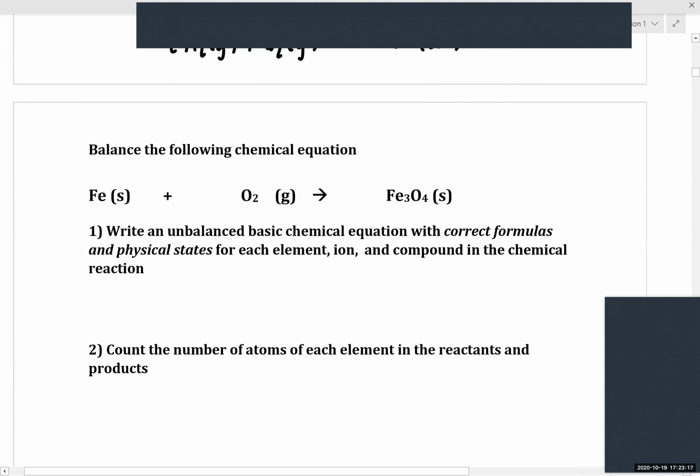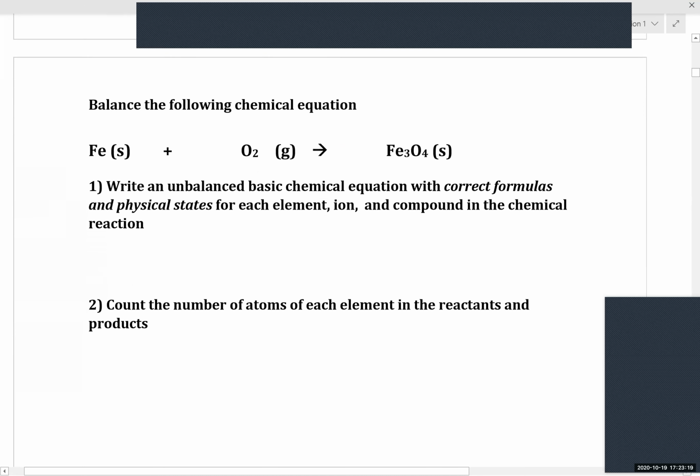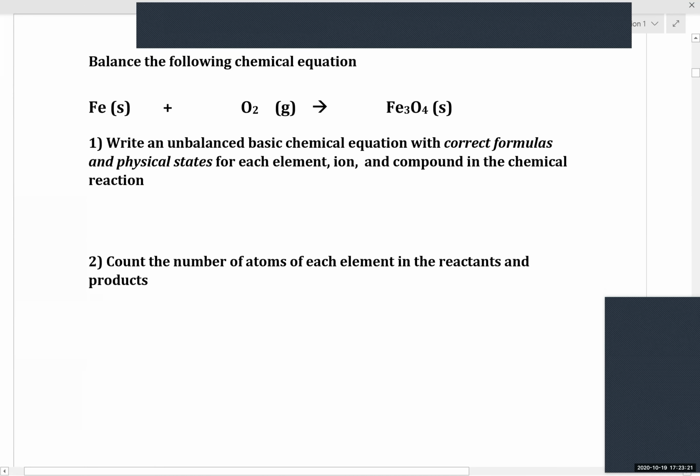Let's unpack the mechanics behind balancing a chemical equation, and let's look at another example where I'm going to guide you through balancing this chemical equation, and then afterwards you'll work on an example where you have to balance an equation in small groups. So I'll get us started on this example. We're given this classic reaction of iron and oxygen.